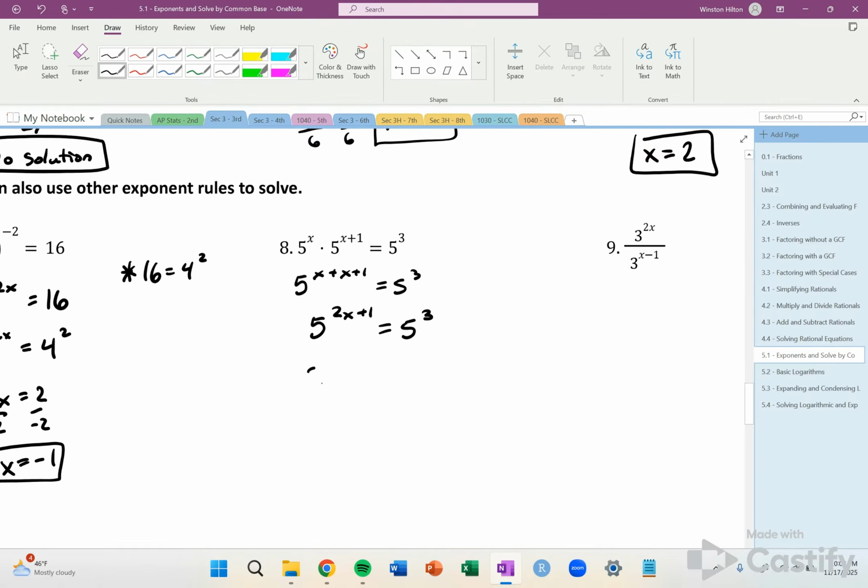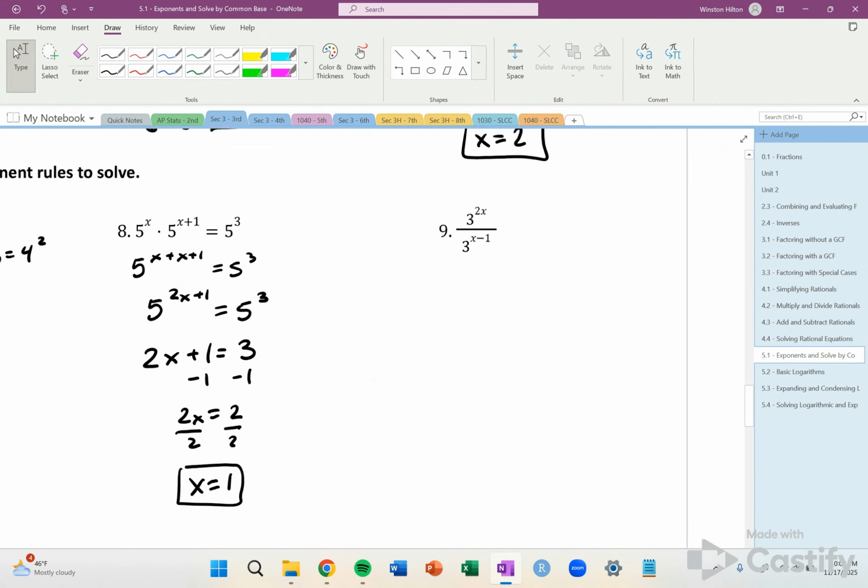Adding the exponents gives 5 to the power of 2x plus 1, which is equal to 5 cubed. Drop those bases. 2x plus 1 equals 3. Subtract 1. 2x equals 2. Divide by 2. X equals 1.